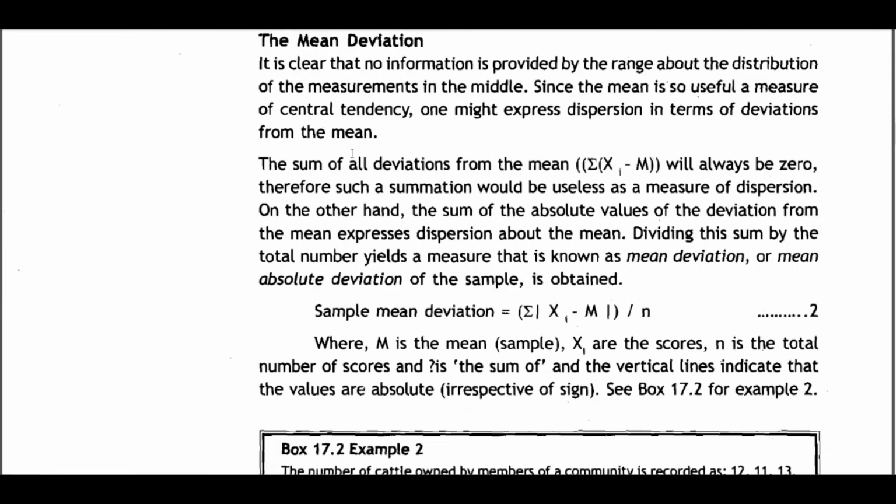The mean deviation. It is clear that no information is provided by the range about the distribution of the measurements in the middle. Since the mean is so useful a measure of central tendency, one might express dispersion in terms of deviation from the mean. The sum of all deviations from the mean will always be 0. Therefore, such a summation would be useless as a measure of dispersion. On the other hand, the sum of the absolute values of the deviations from the mean expresses dispersion about the mean. Dividing this sum by the total number yields a measure known as the mean deviation, or mean absolute deviation of the sample.